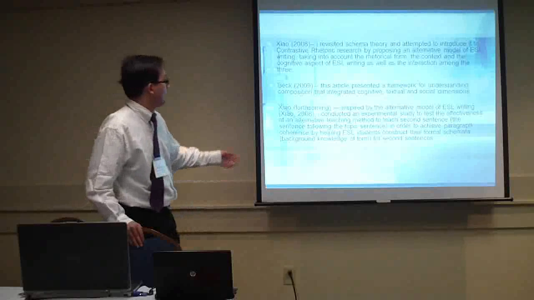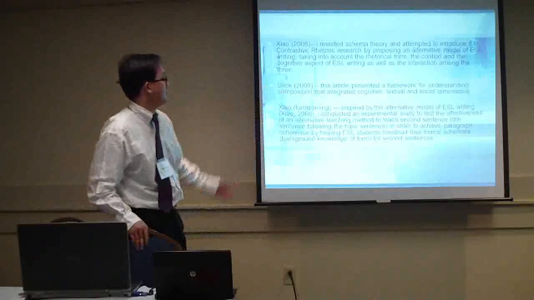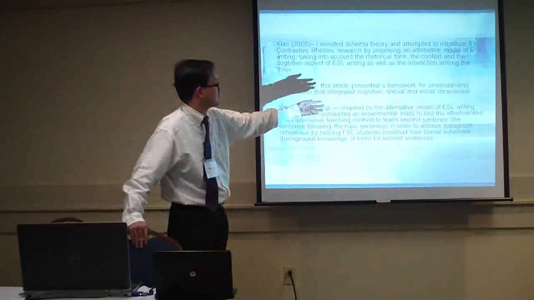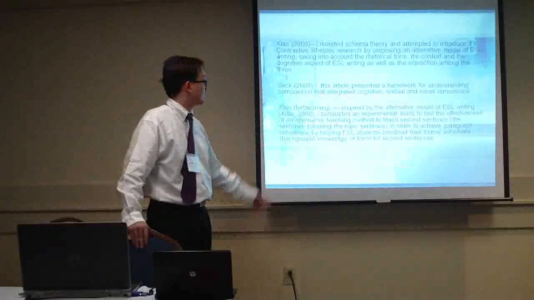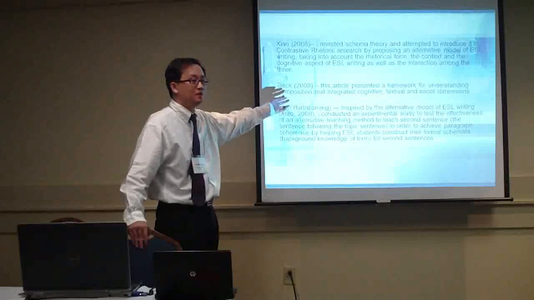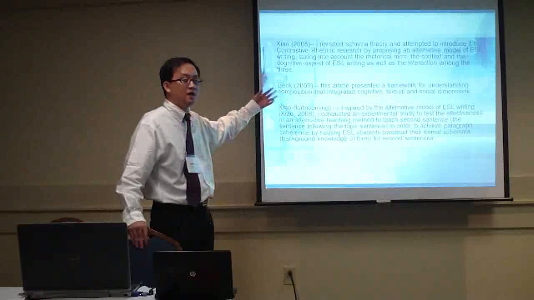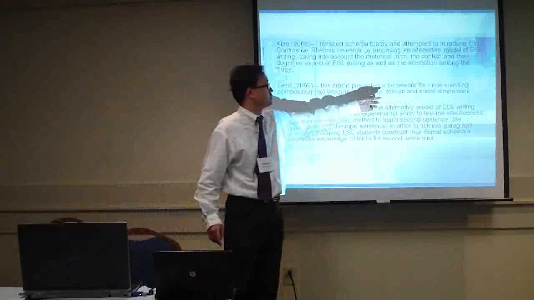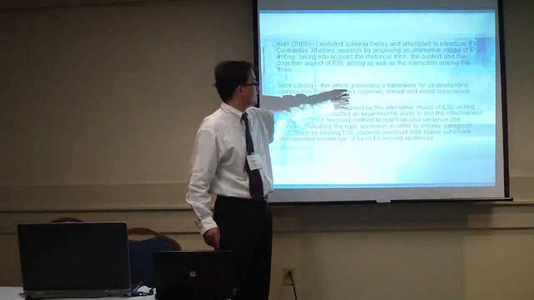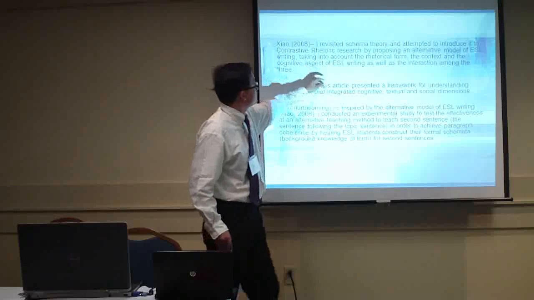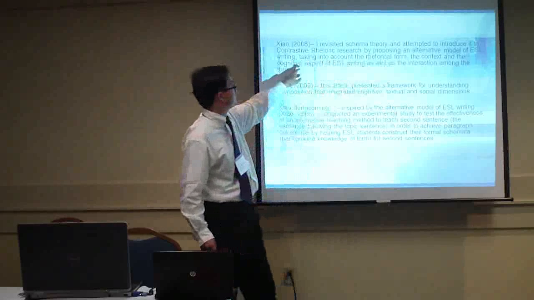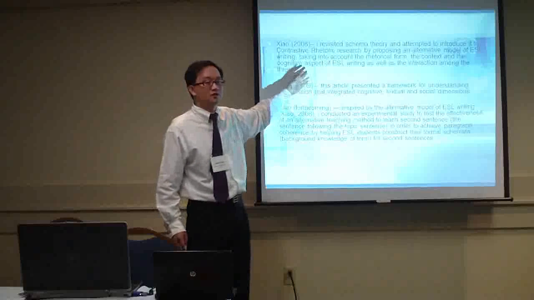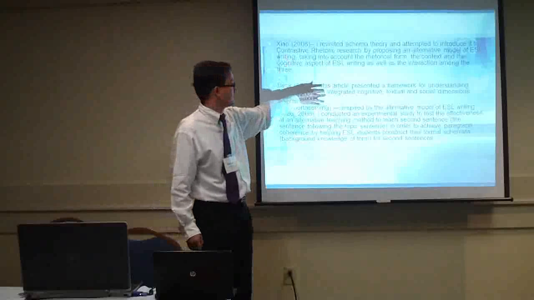components. And back in 2009, this article presented a framework for understanding composition that integrated cognitive, textual, and social dimensions. So I come back to 2009. It's kind of like echoing that Shell 2008, because as we can see, cognitive, textual, social dimensions correspond to the rhetorical form, the context, and the cognitive aspect of writing. Right? Can we see the similarity between these two articles? Essentially, they are talking about pretty much the same thing.